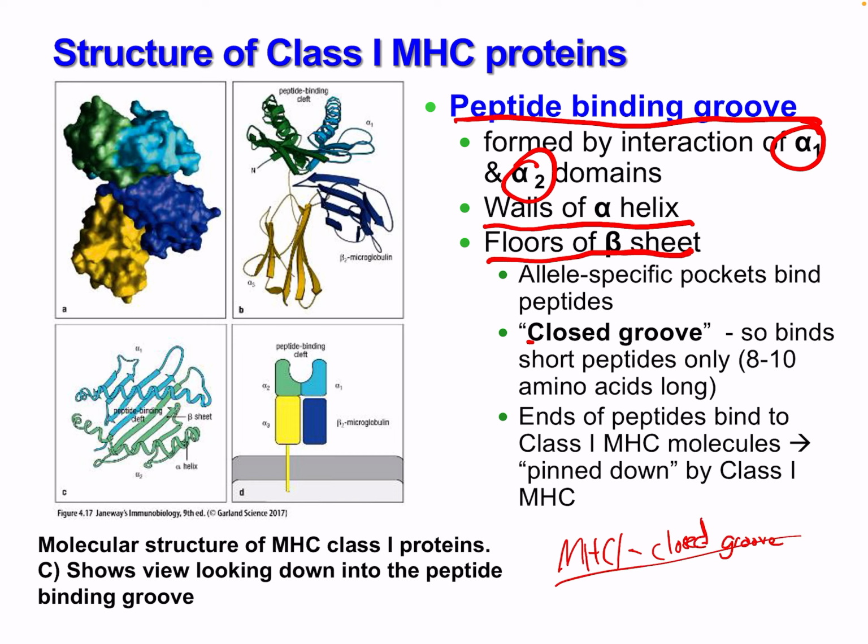So MHC1 closed groove binds short peptides, only 8 to 10 amino acids long, and the ends of the peptide bind to the class 1 MHC molecule and are pinned down by it. Again, we have the structure: alpha 1, alpha 2, alpha 3, and beta 2 microglobulin. We have the small peptide binding groove that can accommodate short peptides.